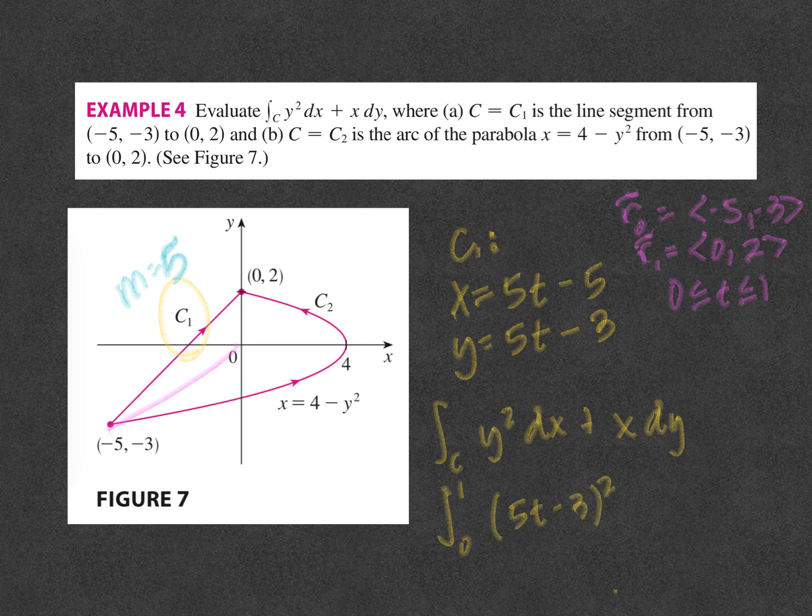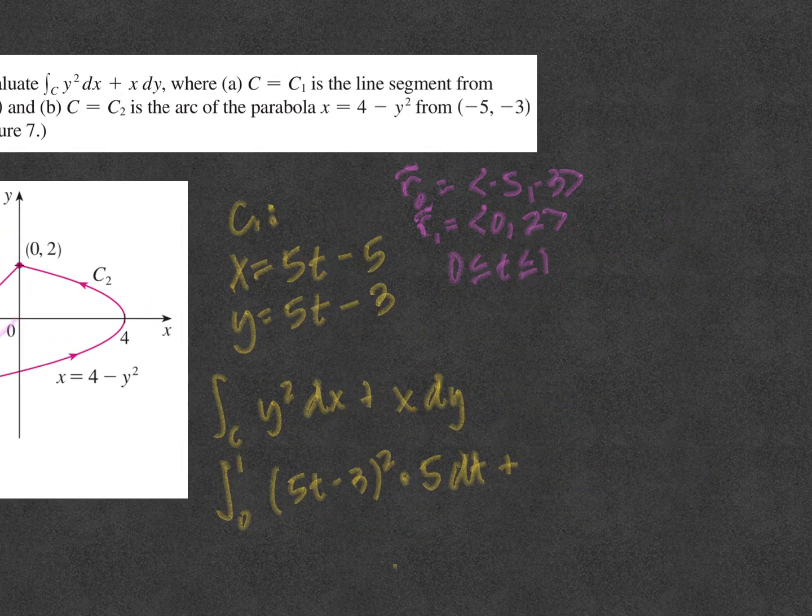And dx means we're finding the derivative of x with respect to t. And that would be 5 dt plus. Now let's talk about the x part. So the x part is 5t minus 5. And dy means the derivative of y with respect to t. So that's 5 dt.